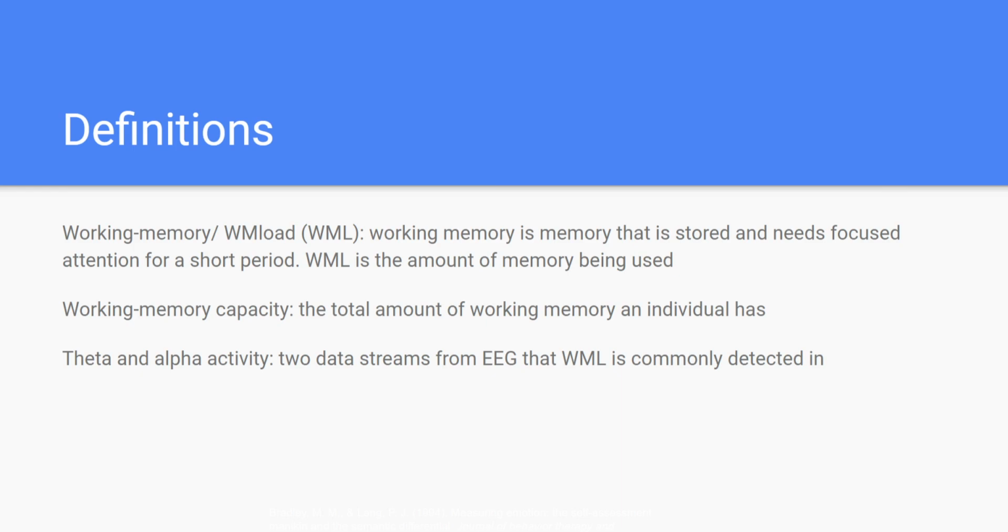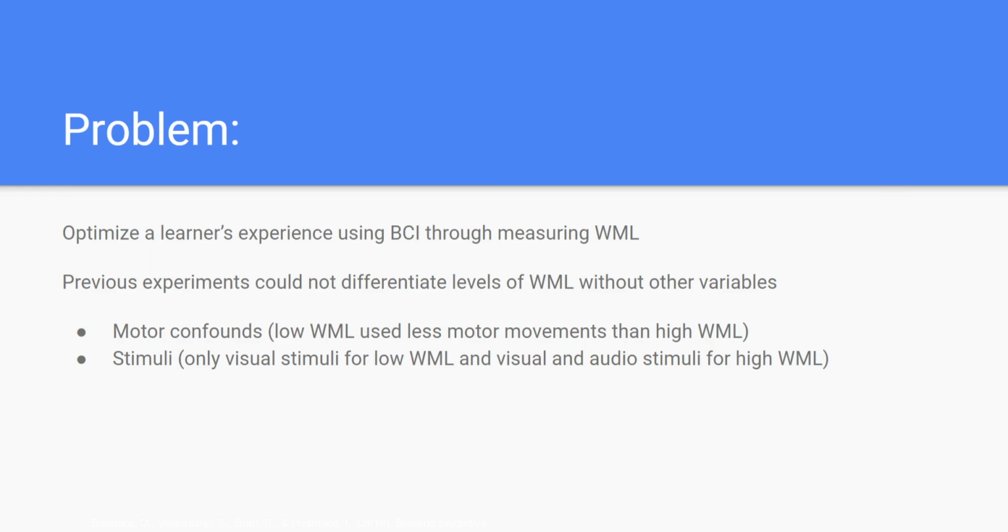And then two other things are the theta and alpha activity, which are two of the 5 data streams in an EEG. And these are the two streams in which working memory load is commonly detected, according to my first paper. So the problem that these researchers want to solve is to optimize a learner's experience using a BCI through measuring working memory load.